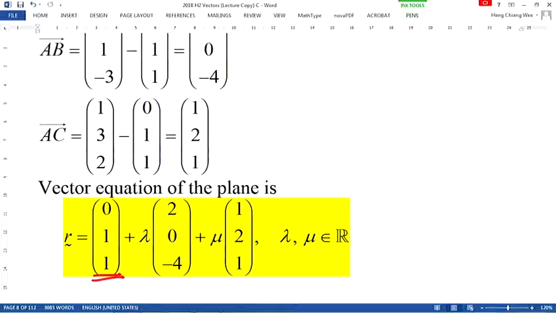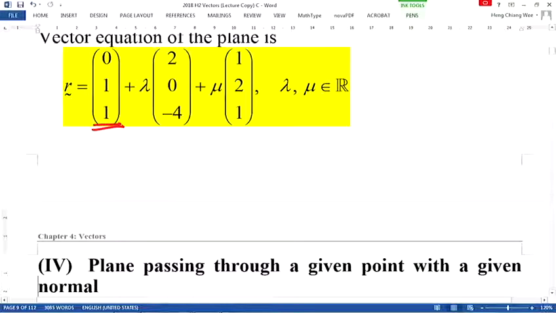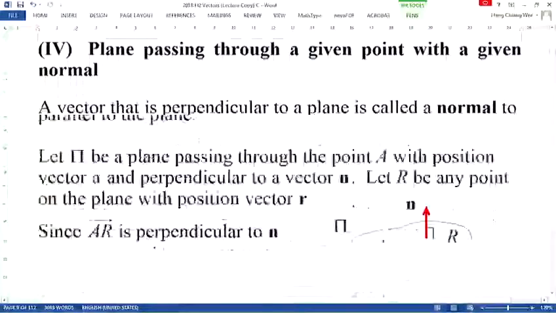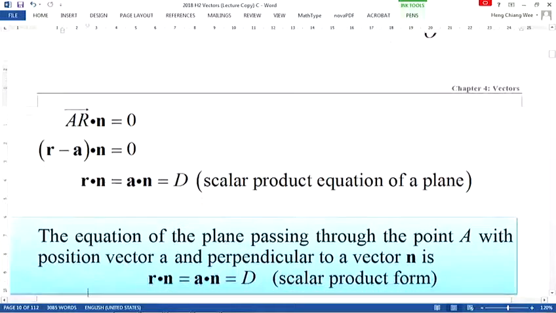Right, so once you understand the idea of this, again, as I said, I'm more interested in the scalar product form, because the normal is the one that is unique in the sense. So that's your case 4. I give you a point and I give you the normal. This is the best equation when it comes to planes. I already explained to you how I got this result, so I won't go through it in detail.